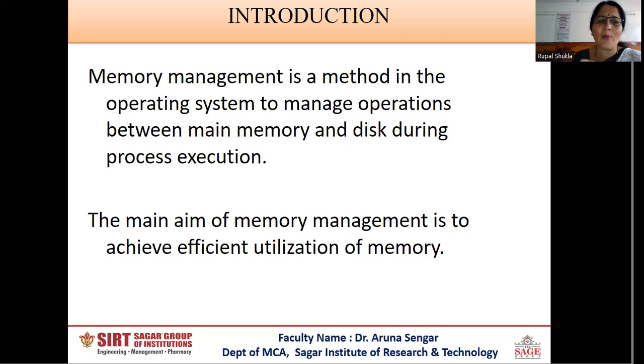So sometimes what happens, process size is bigger than the available main memory. So the operating system applies different techniques so that at a time more than one process can be executed, and efficient memory space can be provided, and utilization of main memory can be kept up. So the main aim of memory management is to achieve efficient utilization of memory.